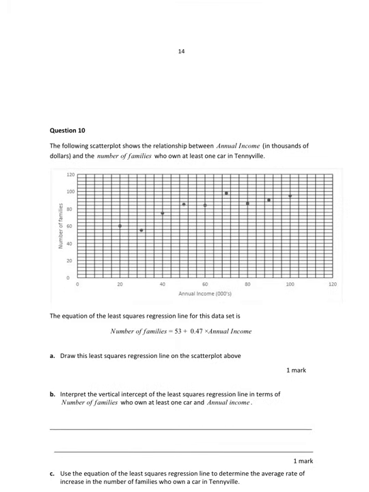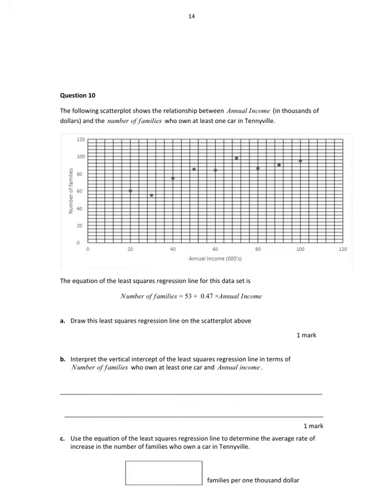Okay, question 10. The following scatter plot shows a relationship between annual income in thousands of dollars and the number of families who own at least one car in Tennyville. The equation of the least squares regression for this data set is as follows: number of families equals 53, and for every 1,000 their income goes up, it will increase by 0.47. Draw this least squares regression line on the scatter plot above.